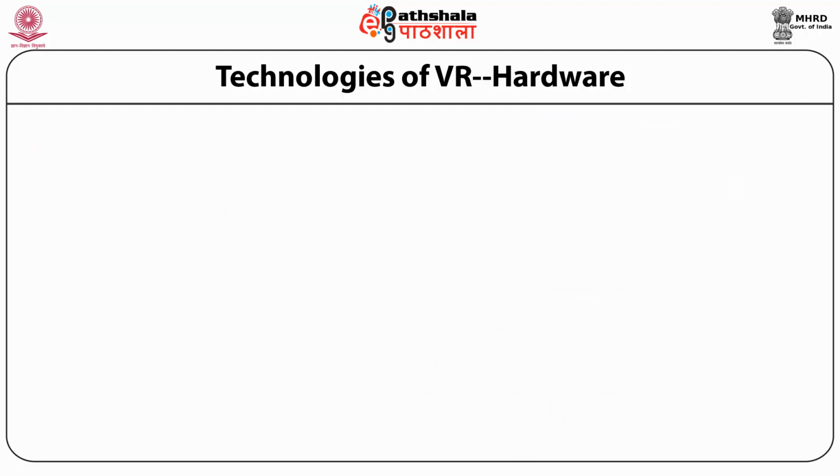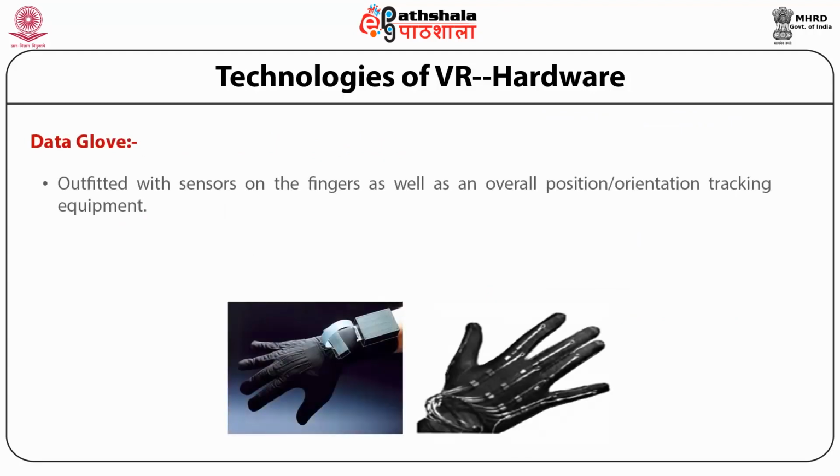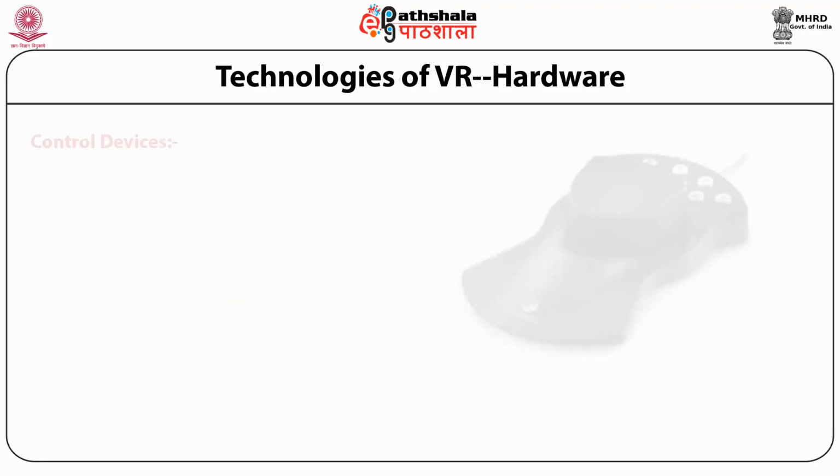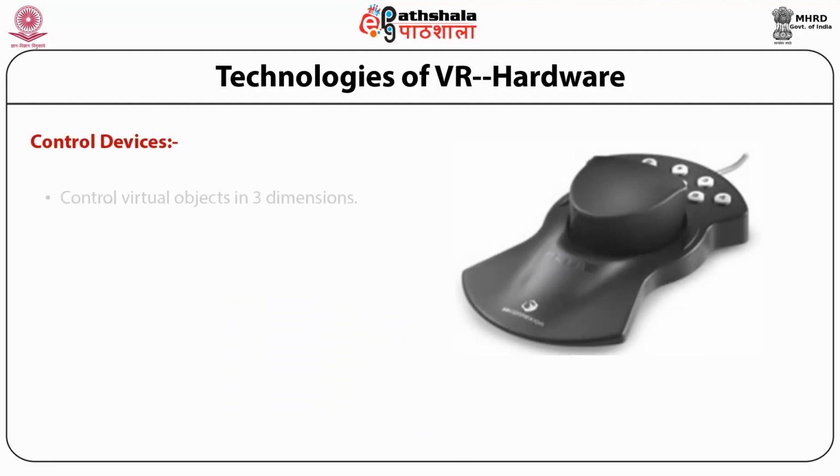The next technology, the data glove, is outfitted with sensors on the fingers as well as overall position or orientation tracking equipment. It enables natural interaction with virtual objects by hand gesture recognition. The next technology, control devices, controls virtual objects in three dimensions.